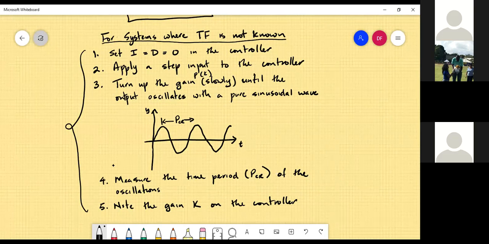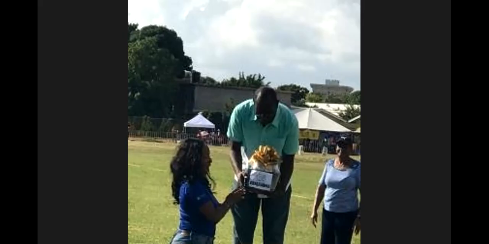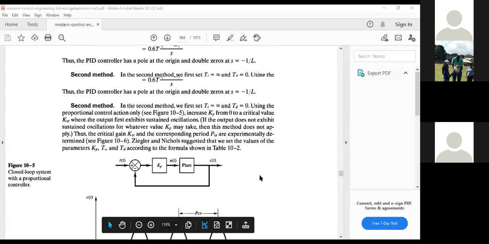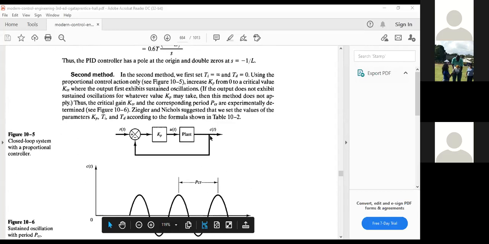You take the system, apply a step again, turn up the gain until it starts to oscillate, and then measure the time period of oscillation and write out the gain at which that oscillation occurred. So if you note PCR and you know K, then if I go back to the table, we just summarize what is there.